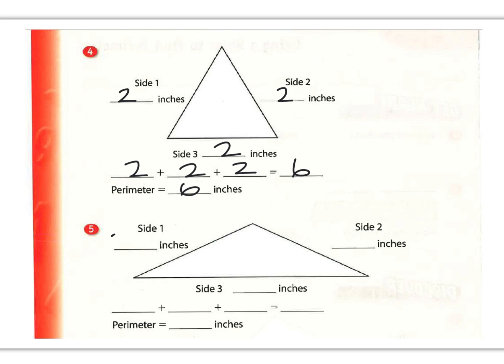For number 5, I got 2.5 inches for side 1, 2.5 inches for side 2, and about 4 inches for side 3. Then I would add those all up: 2.5 plus 2.5 plus 4 equals 9, so the perimeter is 9 inches.